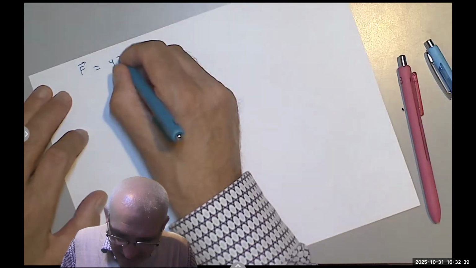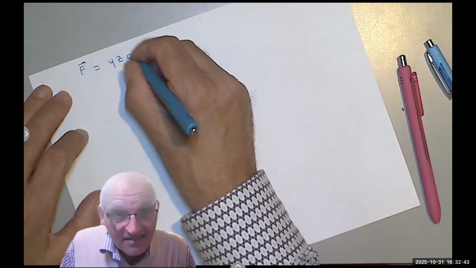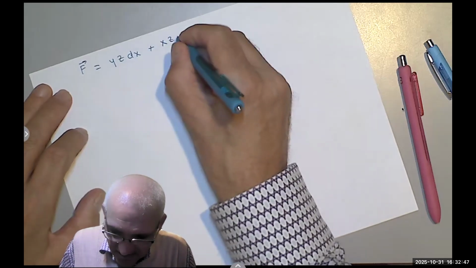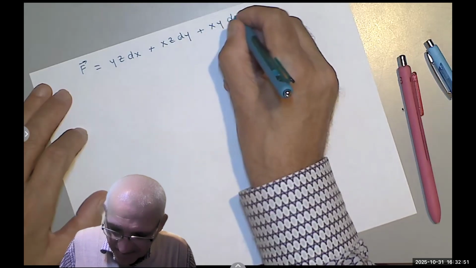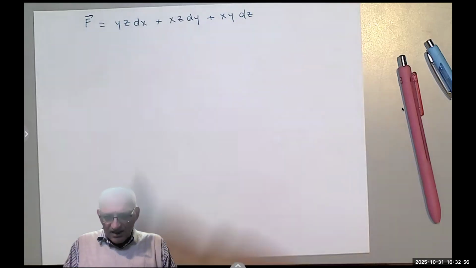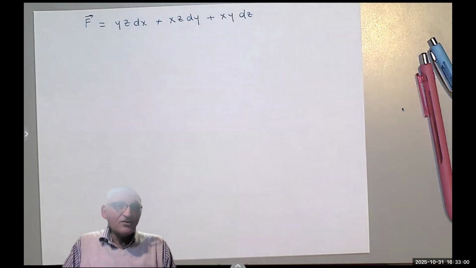is yz dx plus xz dy plus xy dz. Okay? So you say, what? Why do I have dx, dy, dz? Yeah, that's the way they present the force.